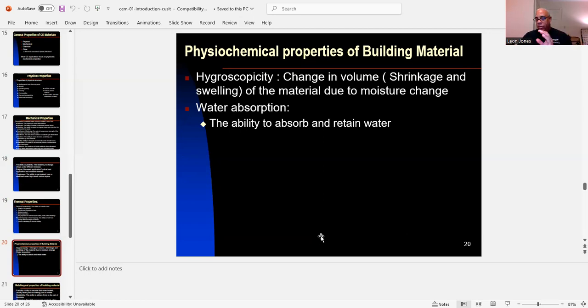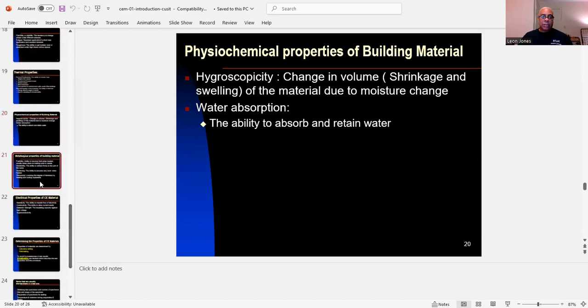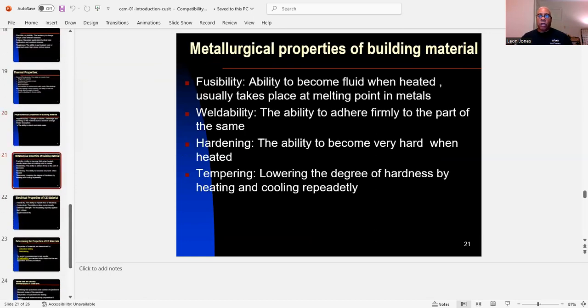Now, one construction material that does have chemical in it is concrete. You have different types of concrete. Okay, then you have your metallurgical properties of building material, which you have fusibility, able to become fluid when heated.